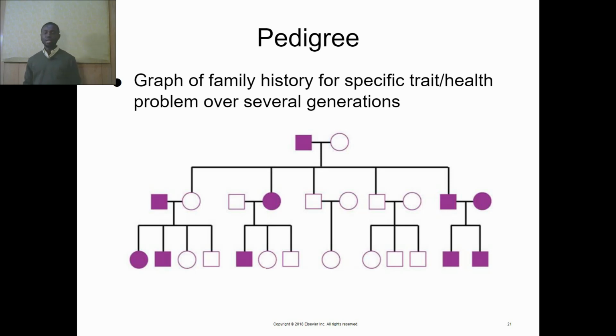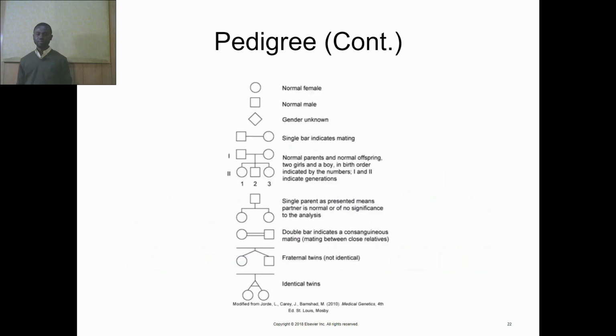Is the trait expressed equally or unequally among males and females in the family members? And is the trait present in every generation, or is it skipping one generation and then appearing in the next generation? Or do only affected adults have children who are affected with the trait? Once we know this, we will be able to determine the pattern of inheritance and determine the risk for our client.